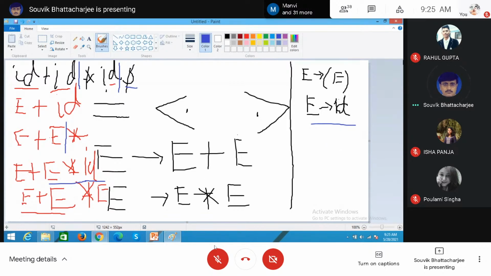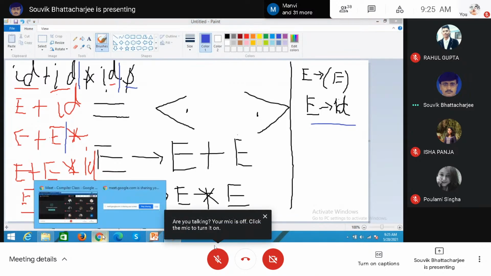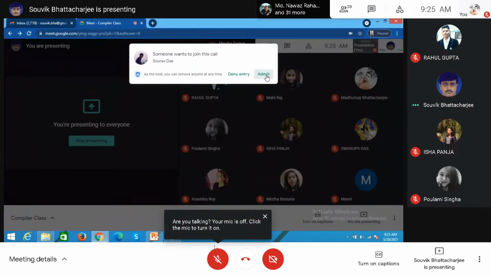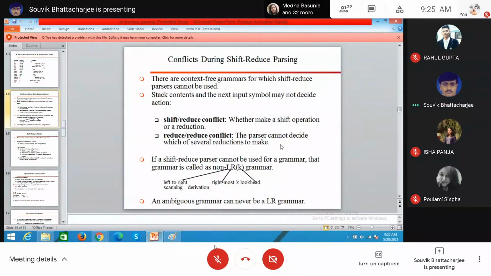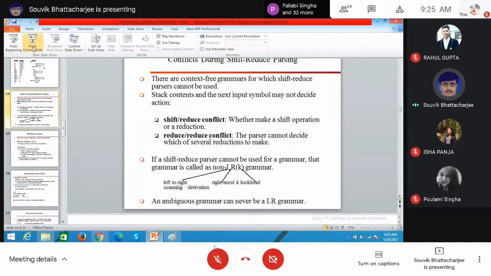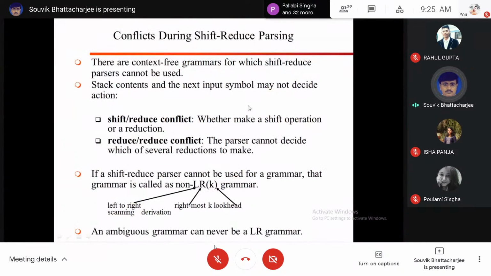Besides this, you have to remember one thing. Shift reduce parsers are of two types. Just listen carefully. Shift reduce parsers are of two types. One is the operator precedence grammar that I am going to discuss right now, and another one is the LR grammar. LR grammar I will discuss later on.